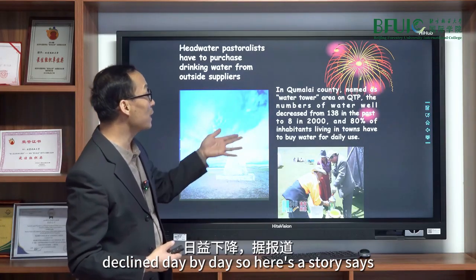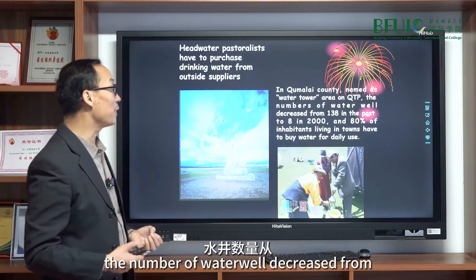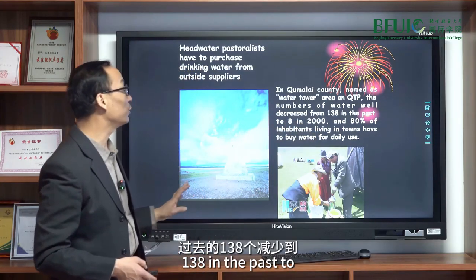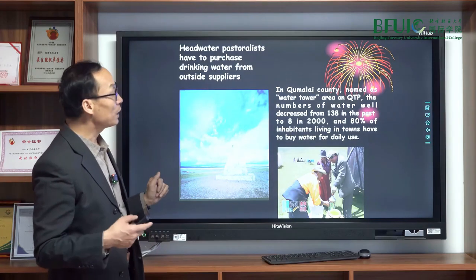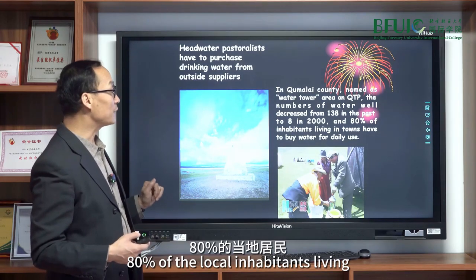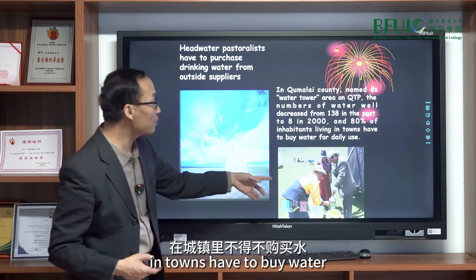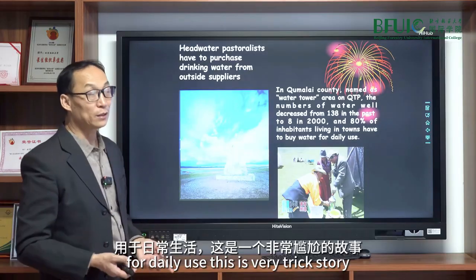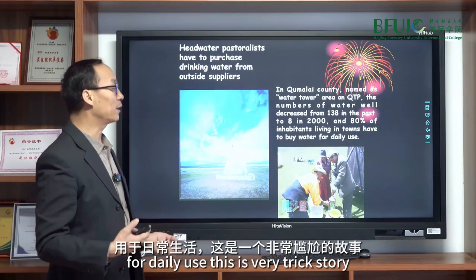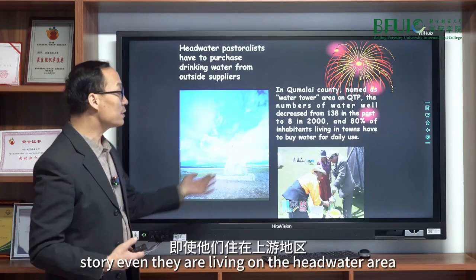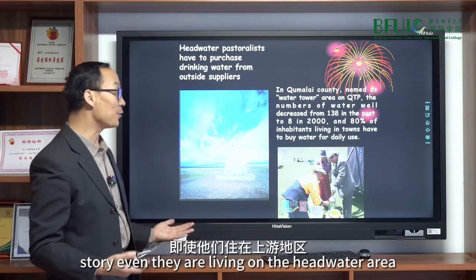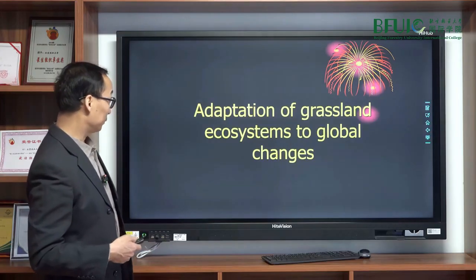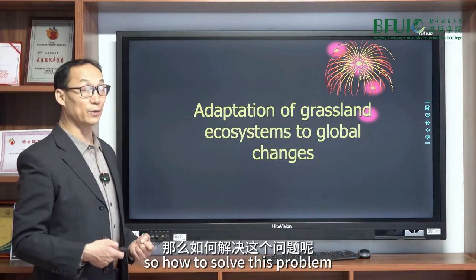Here the story says the number of water wells decreased from 138 in the past to 8 in 2000, and 80% of the local inhabitants living in towns have to buy water for daily use. This is a very, very tricky story. Even though they are living in the headwater area, they still have to buy water from outside. So how to solve this problem?